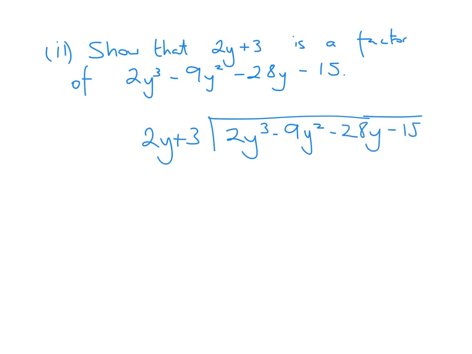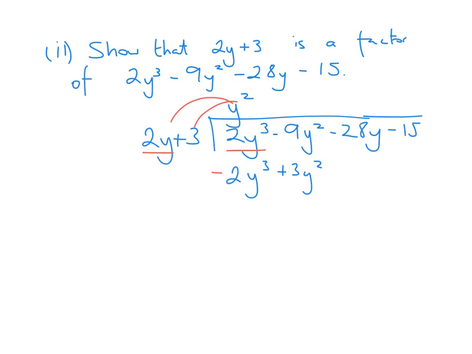So step 1 is we need to ask ourselves, what do I multiply 2y by to get 2y cubed? And the answer is going to be y squared. As I showed you before, we're going to take that and multiply it by the terms on the outside. So that gives me 2y cubed plus 3y squared.